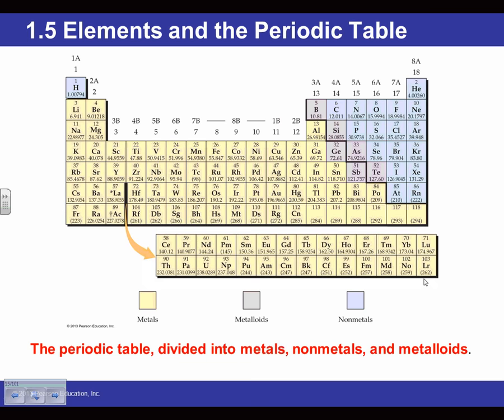Now, as far as the periodic table is concerned, you want to be familiar with a lot of the elements, but you also want to be familiar with their grouping. As you can see here on the periodic table, they are divided into 3 groups. They're metals, nonmetals, and metalloids. Now, the three groups that you want to know about are going to be distinguished by certain properties such as conductivity, malleability, and things of that nature.